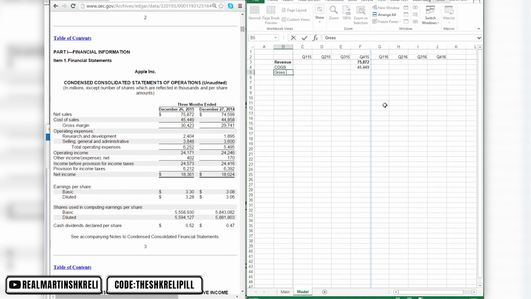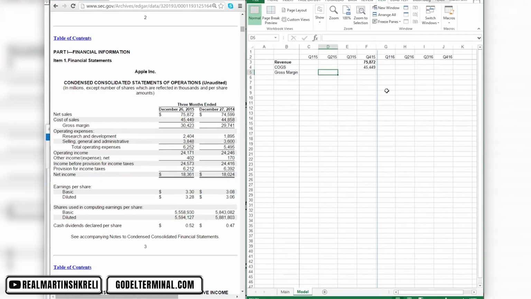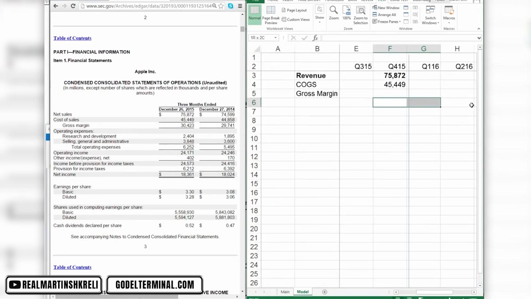Gross margin. And you can see, I'm not going to type in 30423. I'm actually just going to subtract cell F3 and cell F4. Subtract cell F4 from F3, and I get 30,423,000, because that is the gross margin.